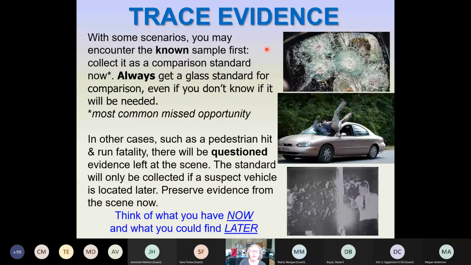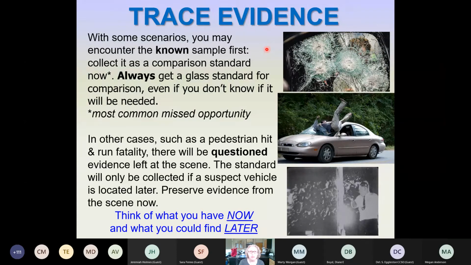In a scenario like the previous one, you'll probably be at the crime scene and see the known glass first. So your opportunity here first is to collect the glass standard for comparison. Now at this point, you may not know if you'll ever have anything to compare to that glass standard. You don't know if you'll locate a suspect. You don't know if you'll find a trail of broken glass that leads you to anybody of interest.